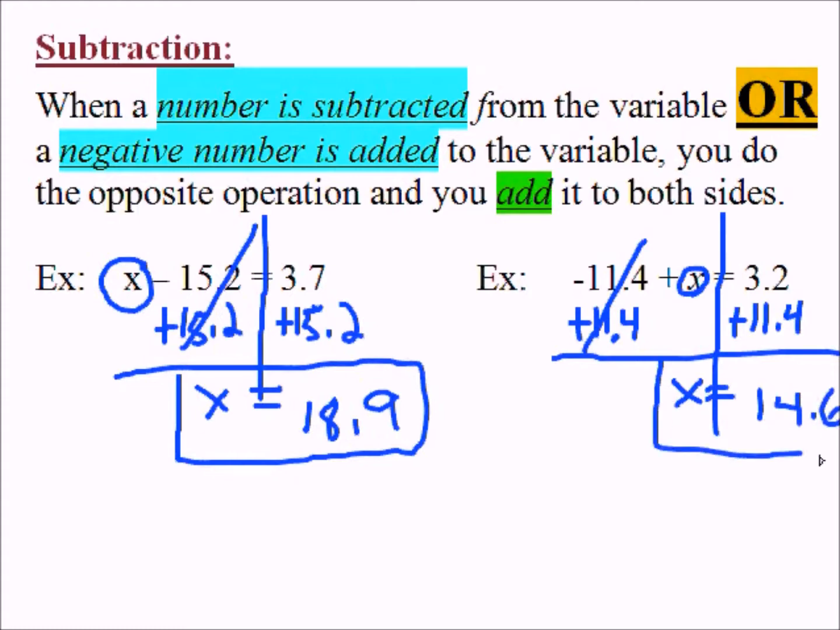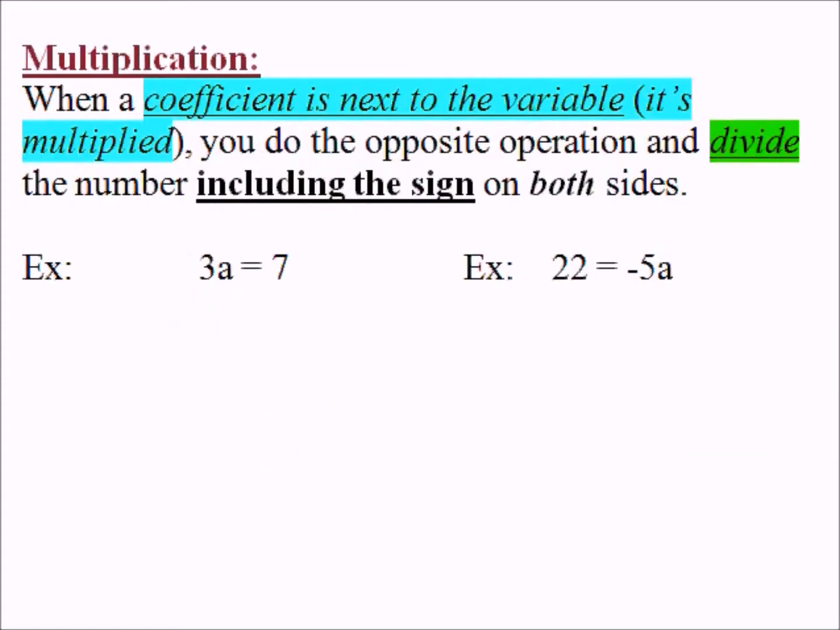3.2 plus 11.4 gives us 14.6. When a coefficient is next to the variable, meaning it's being multiplied, you do the opposite operation and divide the number, including the sign, on both sides. Taking a look, 3a equals 7. We want just a, we do not want the 3. So we're going to get rid of that 3 in a slightly weird way. We're going to divide by 3.